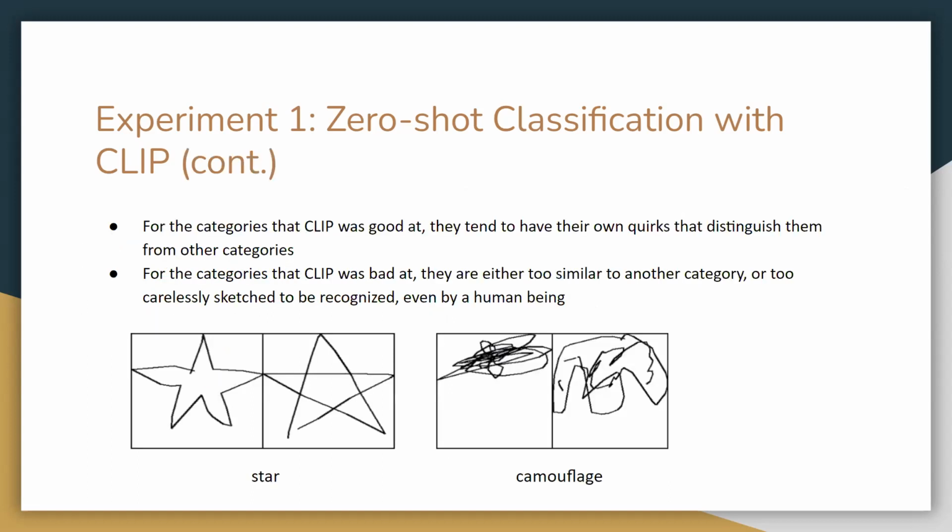So we summarize as follows. The categories that CLIP was good at tend to have their own quirks that distinguish them from other categories. For example, the left two images are stars, which are characterized by the 5 points and the iconic geometric shape. However, the categories that CLIP was bad at are either too similar to another category, or too carelessly sketched to be recognized, even by a human being. The right two images belong to the category of camouflage, where the first image is just an abstract random drawing, and the second image more resembles clothes rather than camouflage.